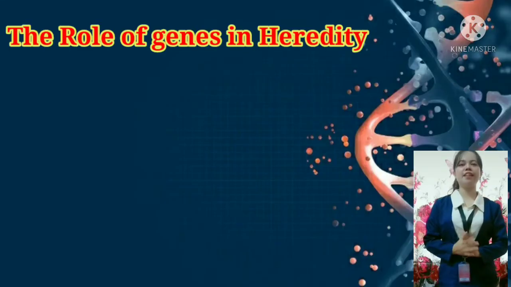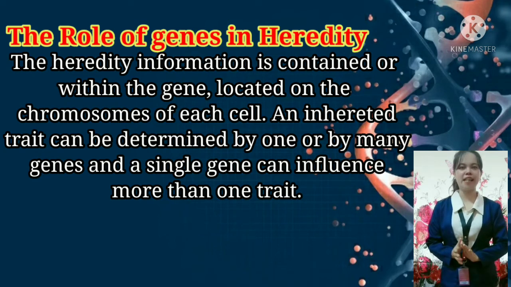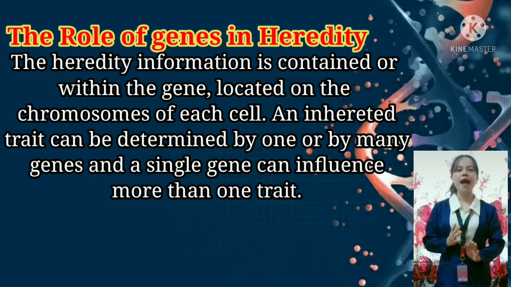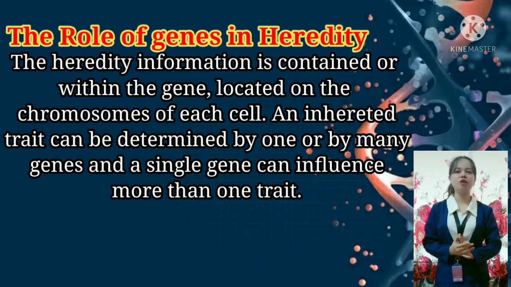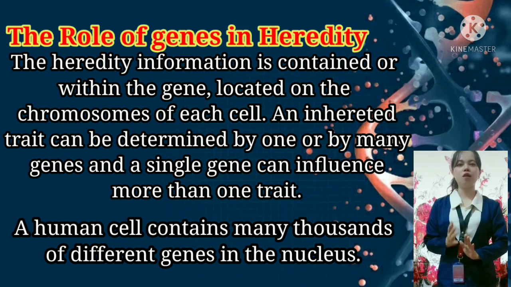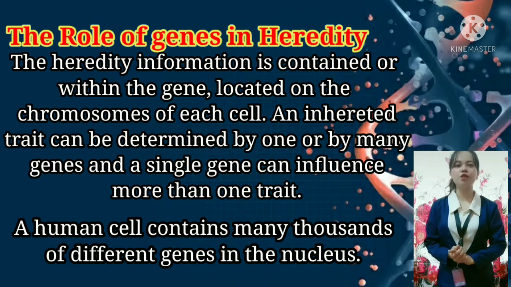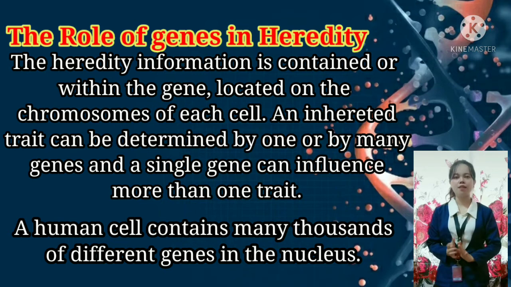The role of genes in heredity. The hereditary information is contained within the genes located in the chromosomes of each cell. An inherited trait can be determined by one or by many genes, and a single gene can influence more than one trait. A human cell contains many thousands of different genes in the nucleus. Heredity factors, known as genes, are thought to exist in discrete portions of chromosomes. The term discrete refers to the concept that genes are always located at the same point on a chromosome.